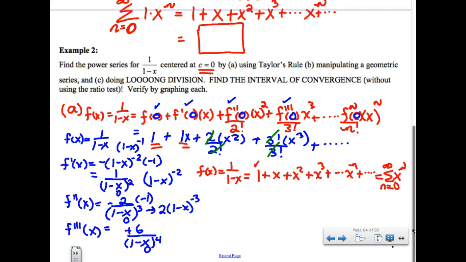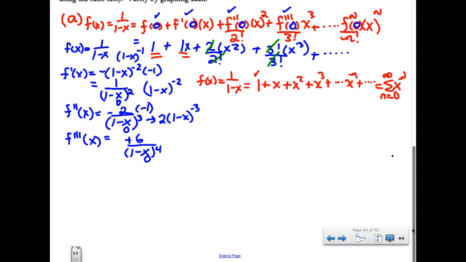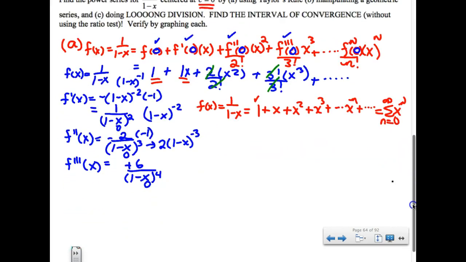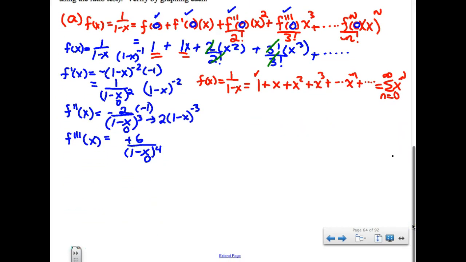Okay, so is there an easier way? And that's the whole point of this. And the answer to that is yes. For part B, it said to do this by manipulating a geometric series, and this is what we're concerned with today. So I'm going to take my function 1 over 1 minus x, and what I'm going to do with that is write it as a geometric series.